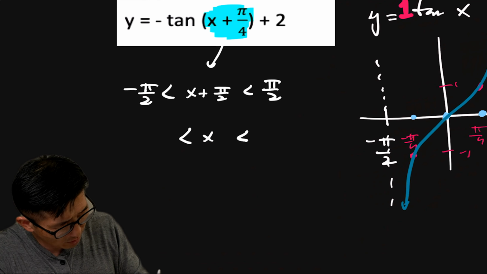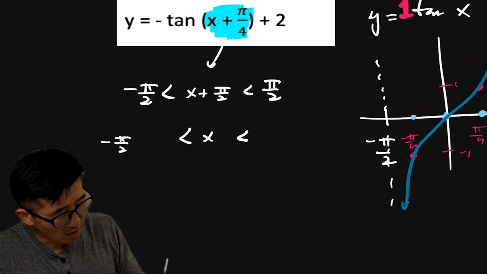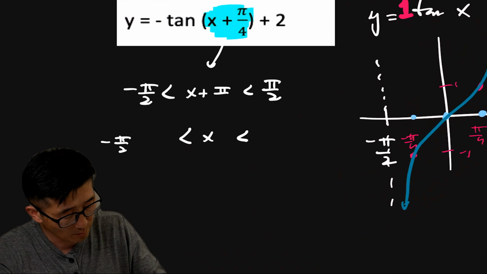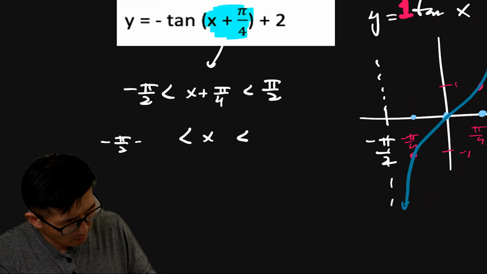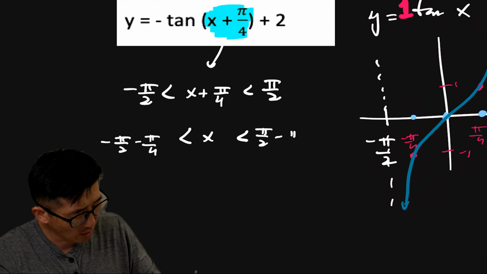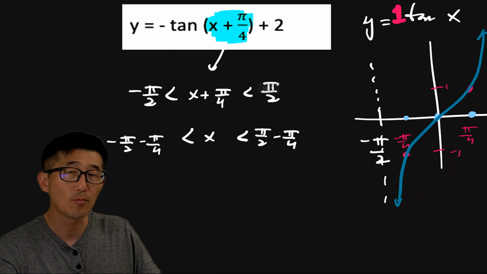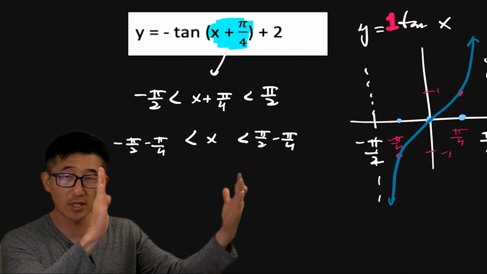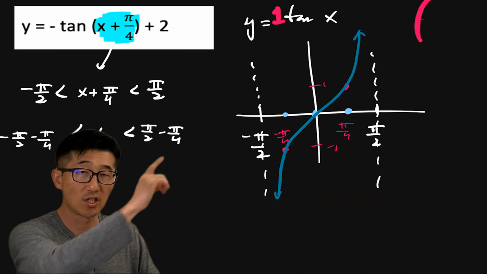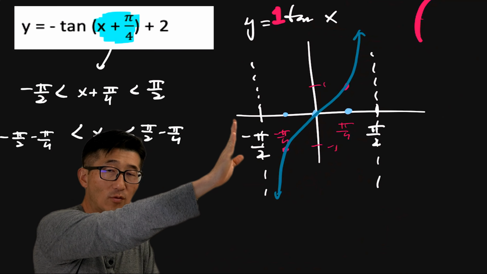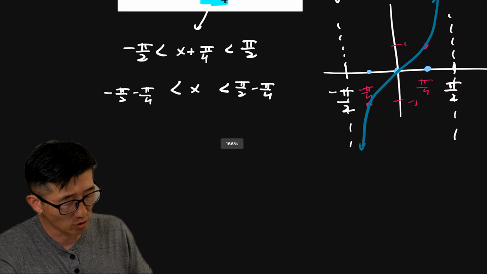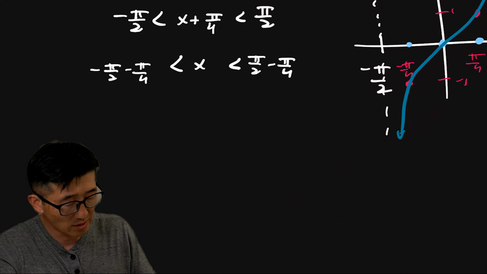So on this side, it'll be negative pi over 2 minus, oh, wait, did I just use pi over 2? This is pi over 4. Okay, so minus pi over 4 and pi over 2 minus pi over 4. So what that means is the whole thing's going to shift left pi over 4 units. So instead of starting here, it'll start pi over 4 units to the left. Okay, so where exactly will it start then?